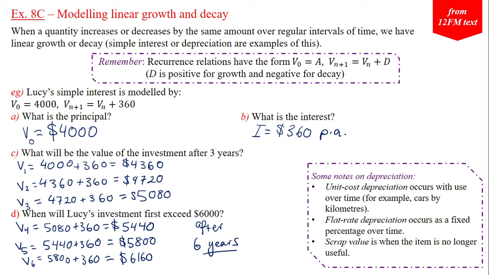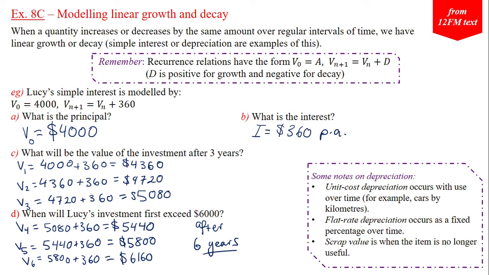So a couple of notes, just definitions that you'll encounter through this exercise. Unit cost depreciation occurs with use over time. So for example, the more you drive a car, the more it will decrease in value over time. You could own a car for 5 years and drive 25,000 Ks and it will retain most of its value. However, you could buy a brand new car and drive 100,000 Ks in 5 years. The person who drives 25,000 kilometers will be able to sell their car for a lot more than the person who drives 100,000 kilometers in the same amount of time.